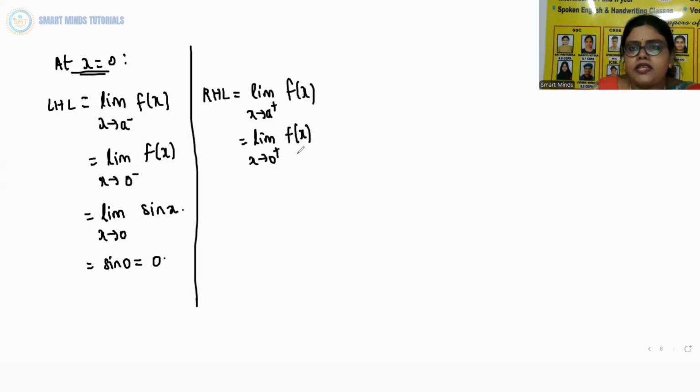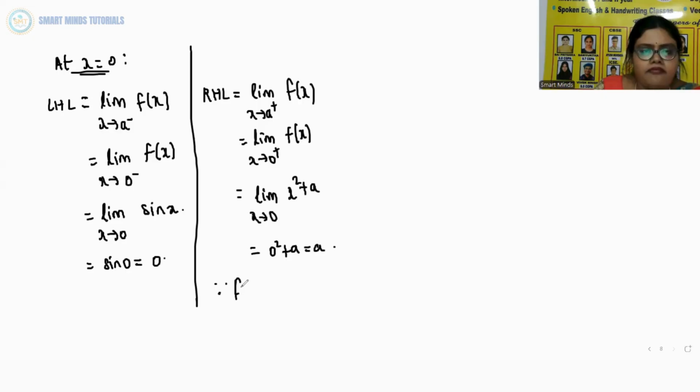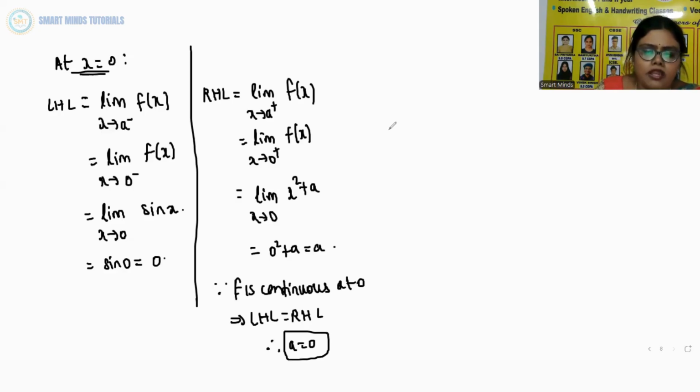So x greater than 0 or 0 less than x, both are one and the same. So the function is x square plus a. So limit x tends to 0, x square plus a is equal to 0 square plus a, which is equal to a. Since f is continuous at 0, it is given that it is continuous at 0. That means left hand limit is equal to right hand limit. Therefore, a is equal to 0. You got the value of a here.